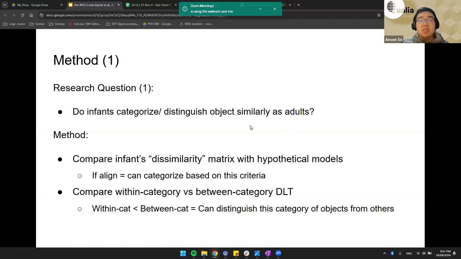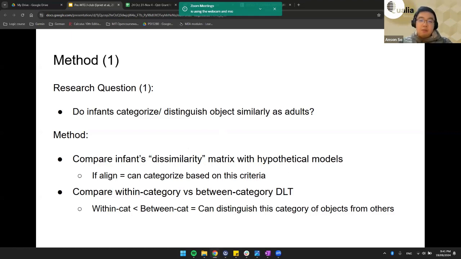In this case, there are basically 2 ways that the authors have tried to ask this question. The first is to compare the dissimilarity matrix in infants with these hypothetical models that they presume adults would have. We're going to talk about the hypothetical models in the next slide. If the dissimilarity matrix aligns with these hypothetical models, then they conclude that the infants can categorize on this one particular criterion.